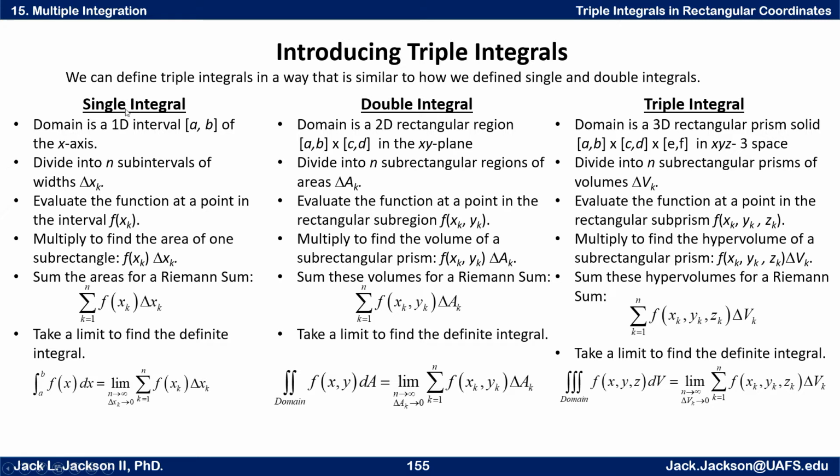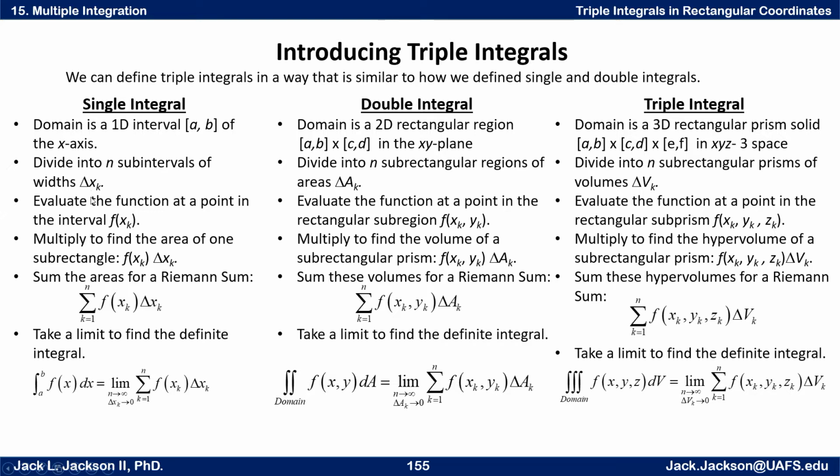So let's review, first of all, single integrals. The domain is a one-dimensional interval, say the interval from a to b, or x1 to x2, along the x-axis. We subdivide that into n subintervals of widths delta x sub k. Each one has its own width. Oftentimes we let those all be the same, but we wouldn't have to do that.